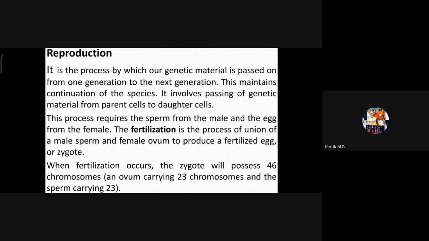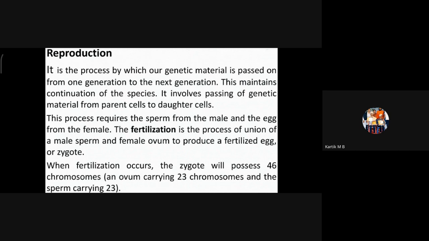So when the egg and sperm meet, they form a zygote. When fertilization occurs, the zygote will possess 46 chromosomes, with ovum carrying 23 chromosomes and sperm carrying 23 chromosomes. So when they meet, they will possess 46 chromosomes.